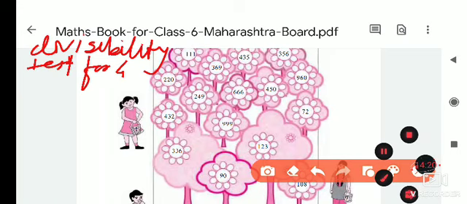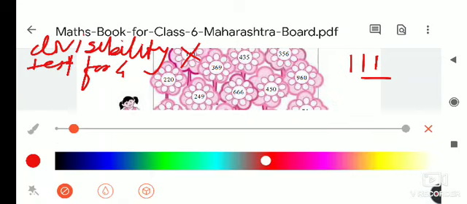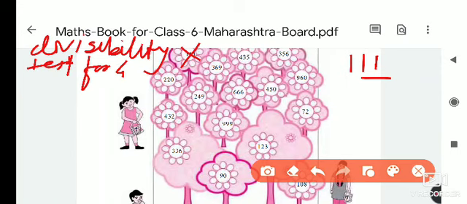Now what is the divisibility test of 4? Last 2 digits we have to check. So the first number is 111. Here 11. If you try to divide, 11 is not present in 4's table because 4 3s are 12. 11 is not there. So the number 111 is not divisible by 4.